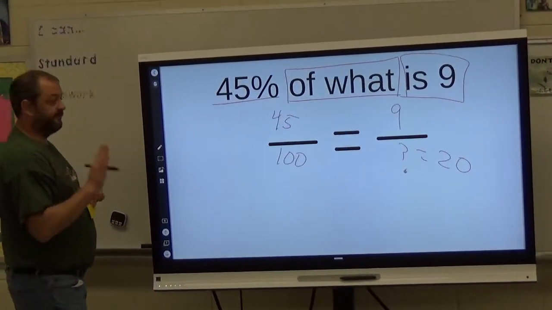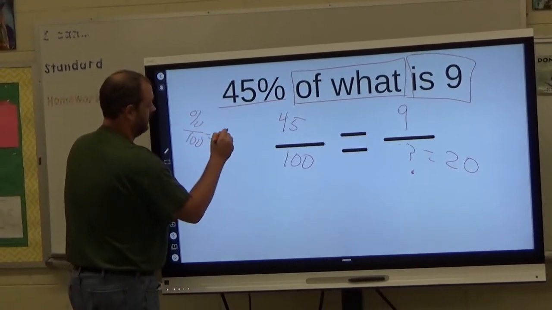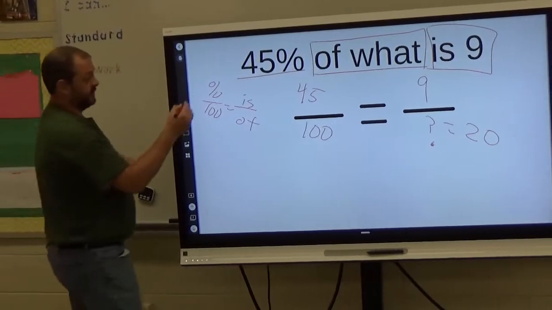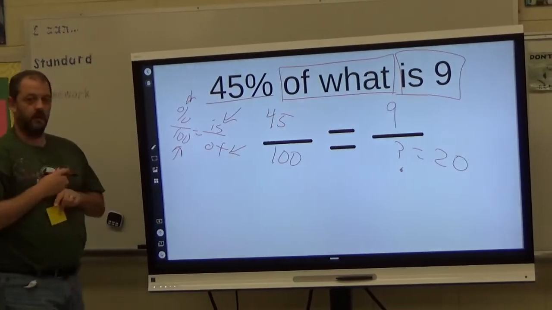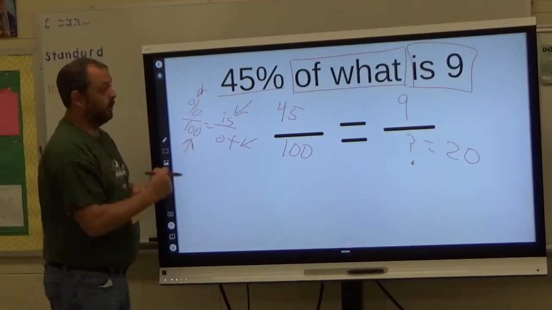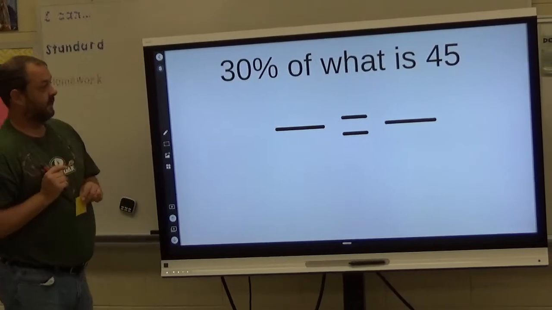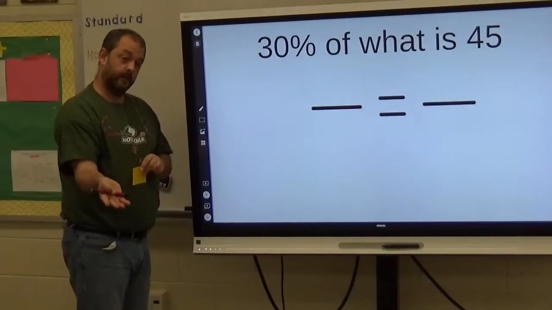Okay? The form is always going to be the same here. Always going to be the same here. Percent over 100 is over of. Always going to happen like that, folks. So now, next question. Pause, try to figure it out, and then come back. Pause now.